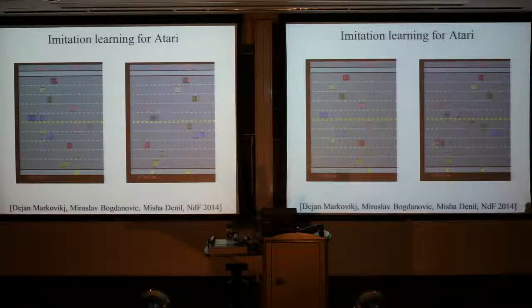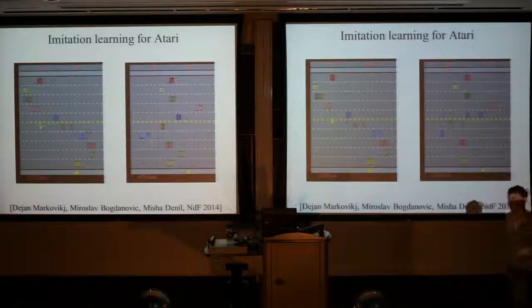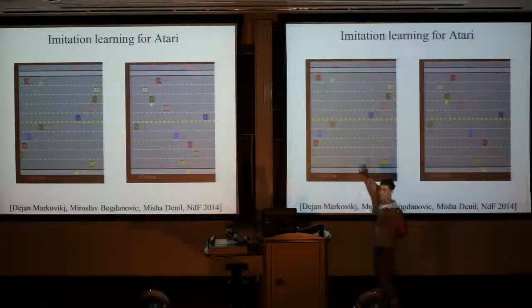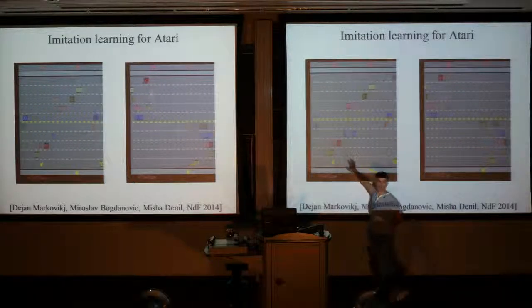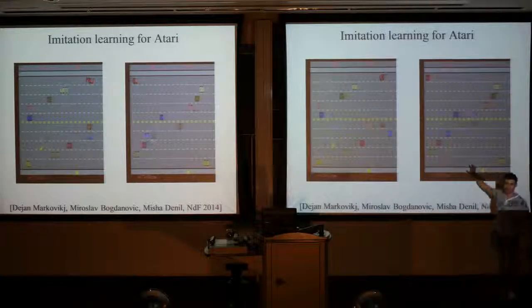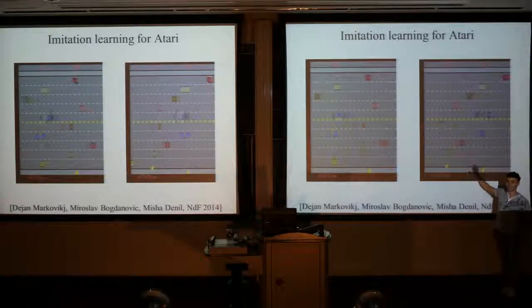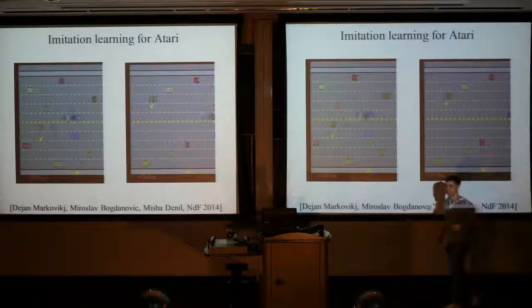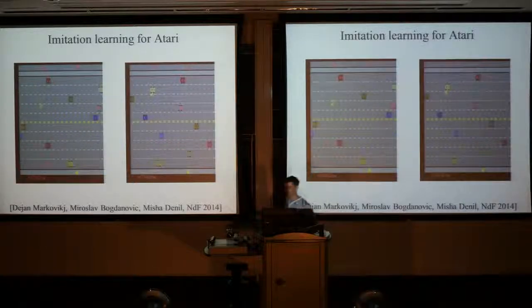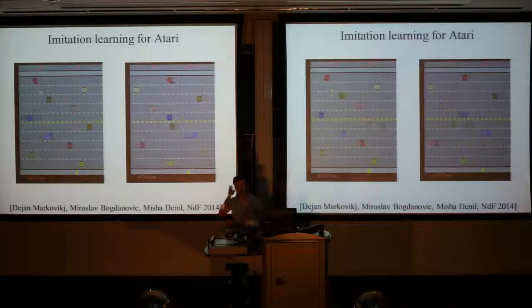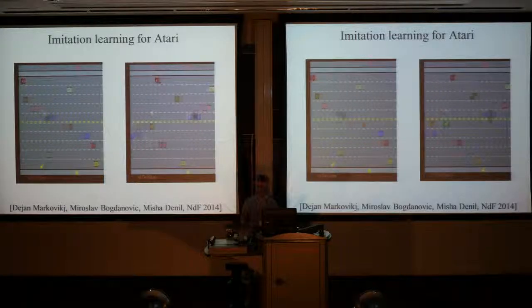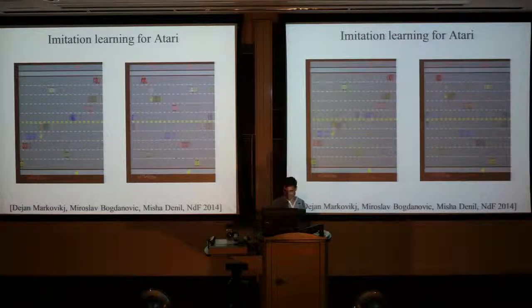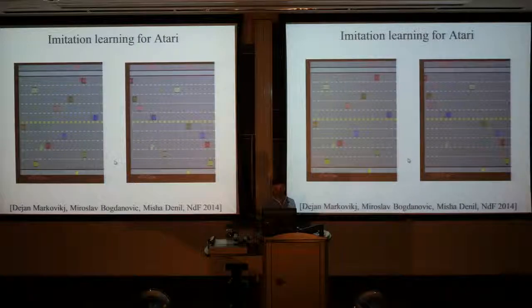Okay, so which one is human, which one is machine? How many people think this is the human? How many people think this is the human? All right, they're both machine. Just the machine learned from different experts, thereby passing the Turing test. All right, thank you. Enjoy your lunch.